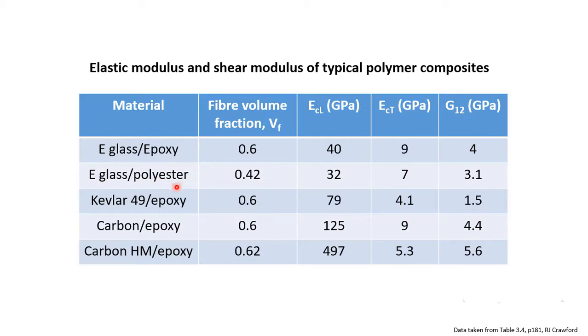E-glass and polyester with 0.42 fiber volume fraction, ECl is 32, and again in the transverse direction the modulus is only 7. Similarly for Kevlar, carbon epoxy, carbon high modulus epoxy. So all these composites, we can see that in the longitudinal direction we get very high strengthening and the modulus is very, very high, whereas in the transverse direction the modulus reduces.